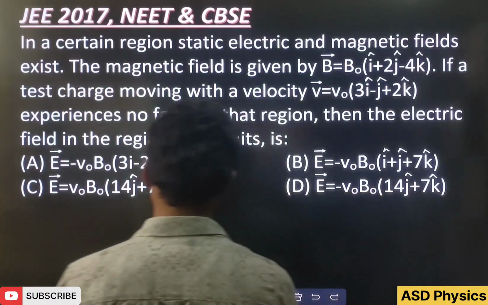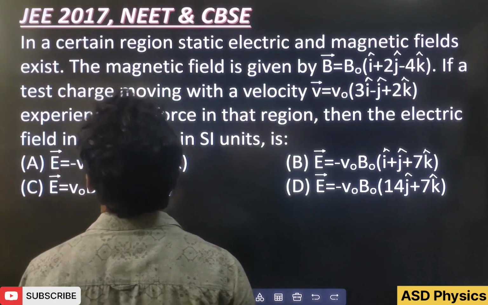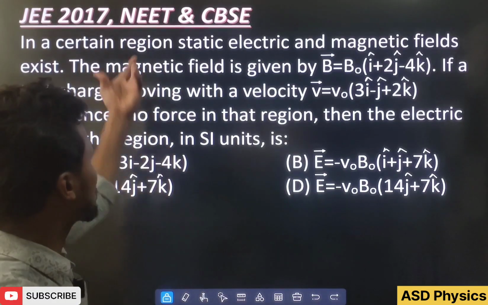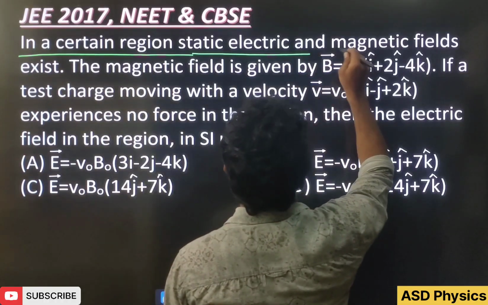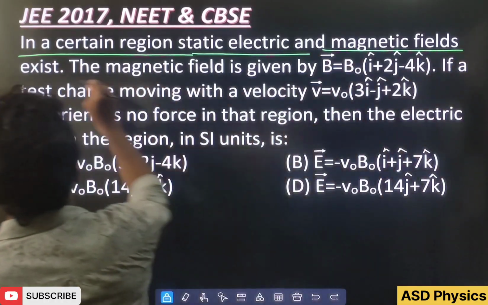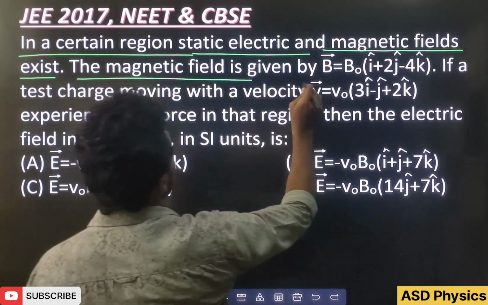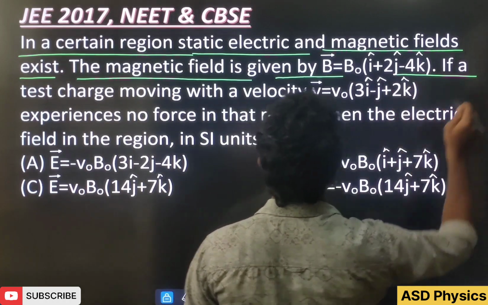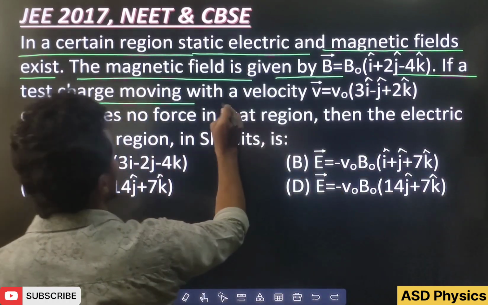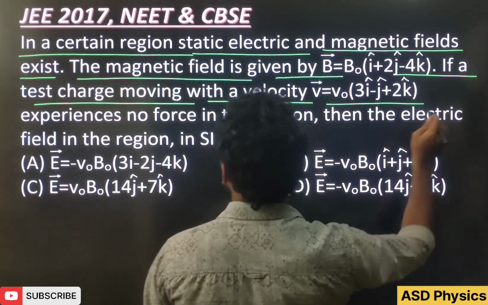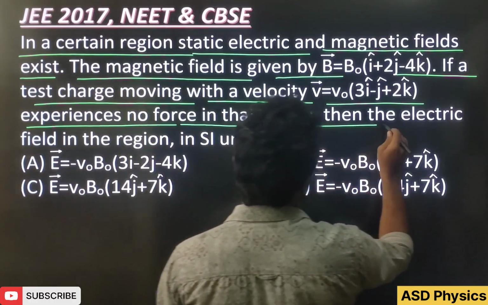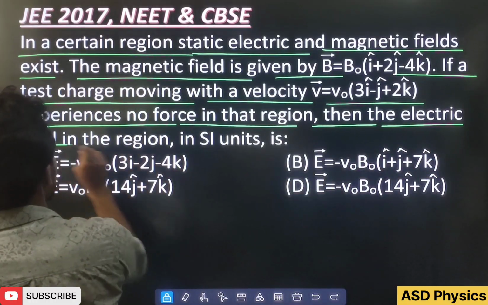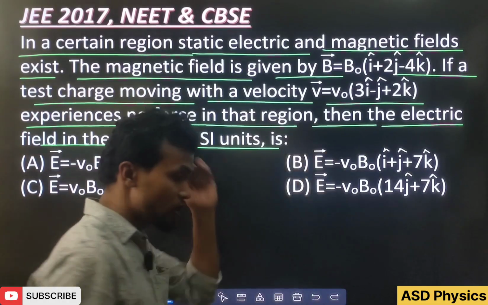Now next one, let's see here students. This question also came in JEE 2017, important for NEET and JEE. So see, in a certain region static electric and magnetic fields exist. The magnetic field is given by this one here. If a test charge moving with a velocity, this one, experiences no force in that region, then the electric field in the region is how much here?